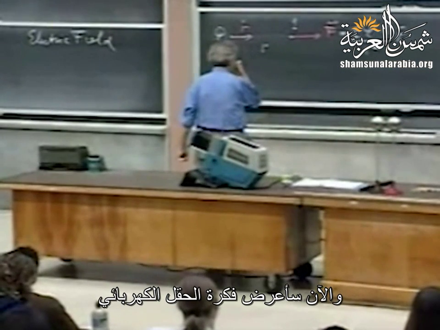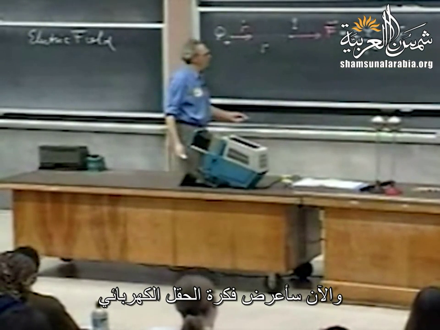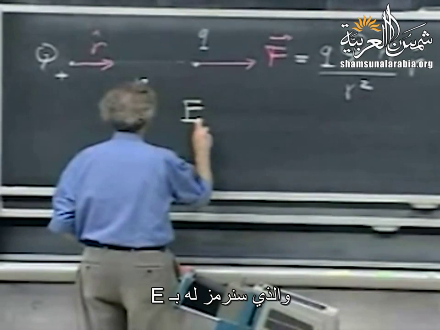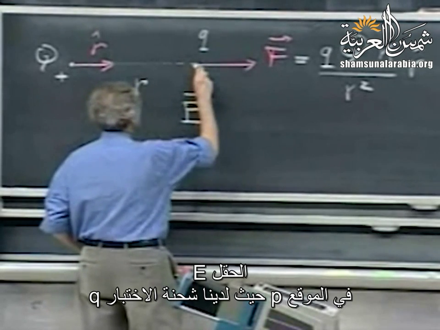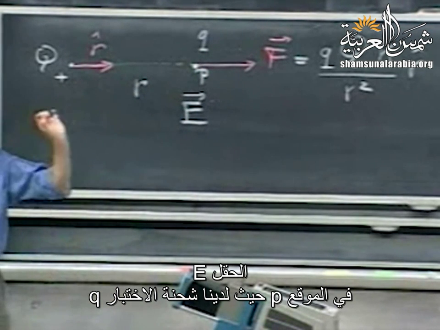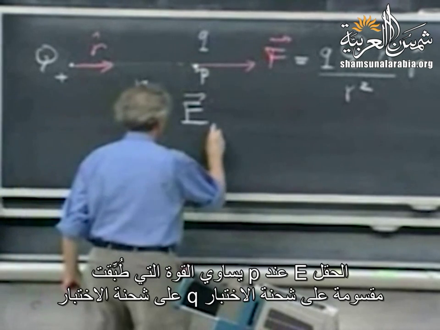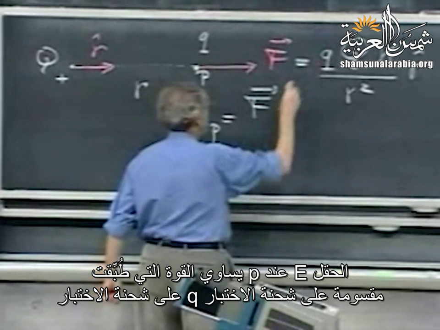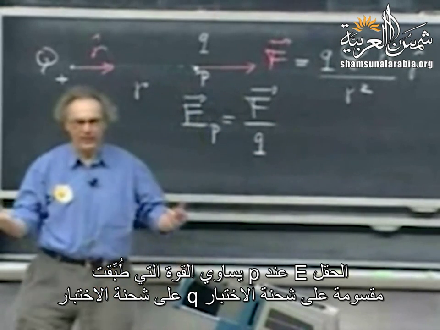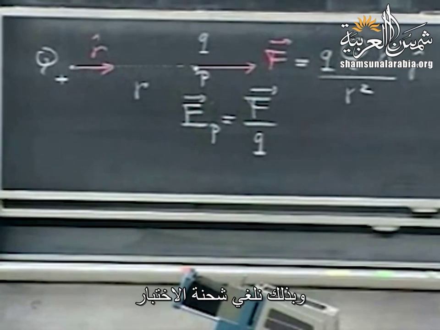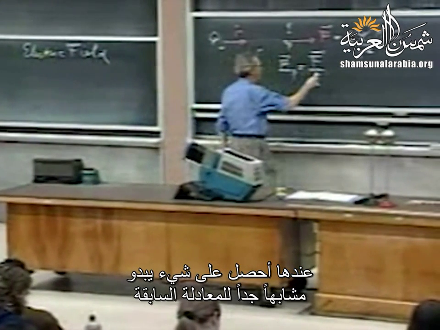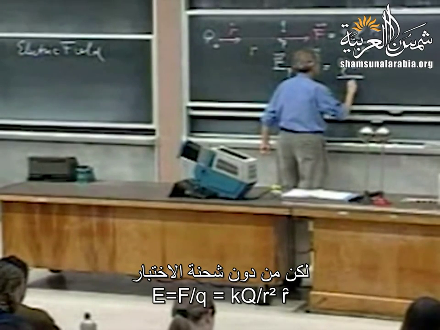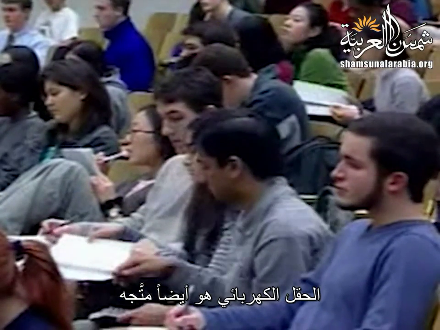And now I introduce the idea of electric field, for which we write the symbol capital E. And capital E at that location P, where I have my test charge little q, is simply the force that a test charge experiences divided by that test charge. So I eliminate the test charge. So I get something that looks quite similar, but it doesn't have the little q in it anymore. And it is also a vector.